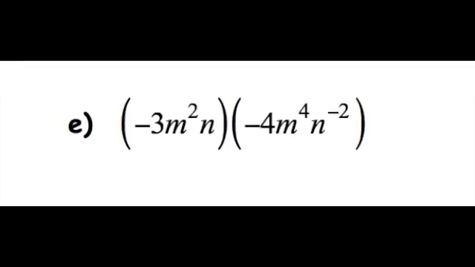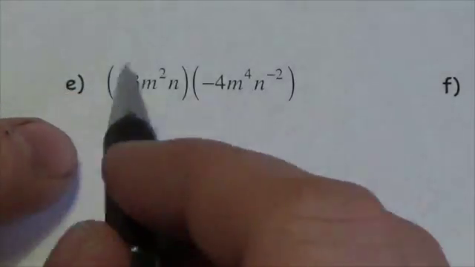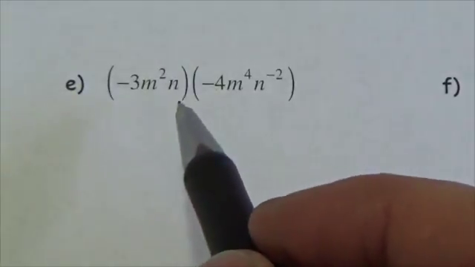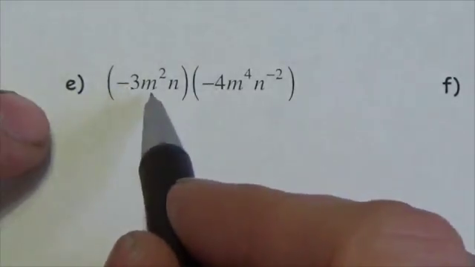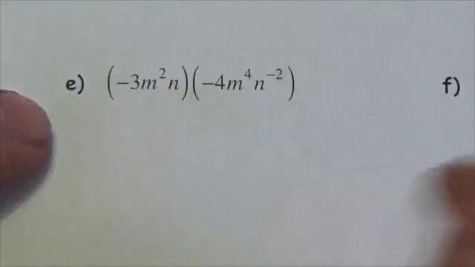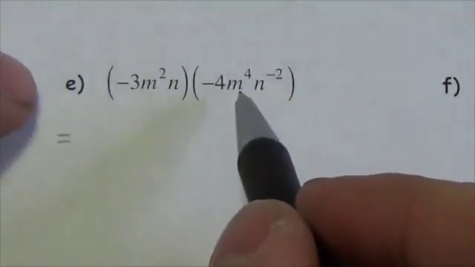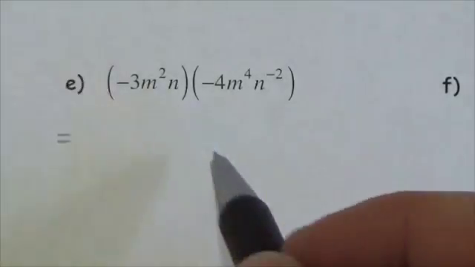Negative 3m squared n multiplied by negative 4m to the 4th n to the negative 2. Okay, so now we've got two sets of brackets here, which would imply that what I'm going to do is try to simplify whatever's inside those brackets first. But there's really nothing to simplify because they're all different powers. There's no common bases there. So what I'm going to do now is transition over to just the product of the two.